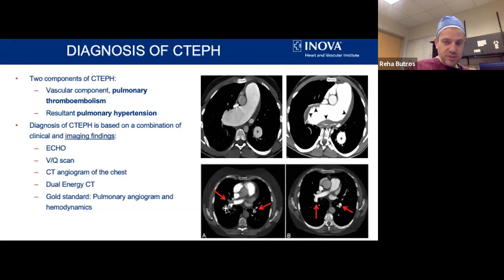This is a more acute presentation, for example. You can see the clot is kind of central in the vessels, but over time, the central clot resolves and moves to the periphery of the vessel and causes scarring. So that's kind of what it looks like long-term.